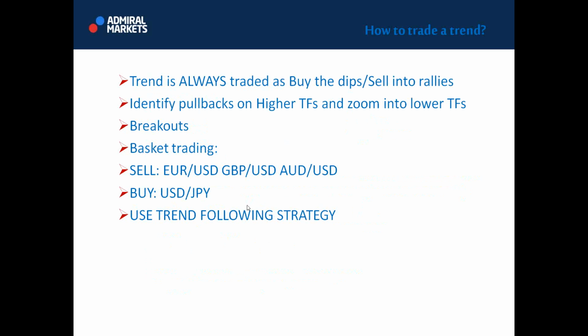What is this? Yeah, this is also one of the things on how to trade a trend. A trend is always traded as buy the dips, sell into rallies. So if you want to trade a trend, if you remember our previous slides, trust pullbacks, we will buy pullbacks and we will take profits on trusts. So a trend is always traded as buy the dips, sell into rallies. Now I don't talk about breakout trading. So we need to identify pullbacks on higher time frames, as I told you, and zoom into lower time frames.